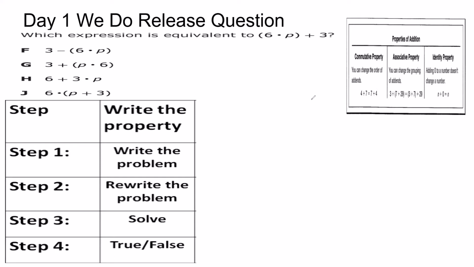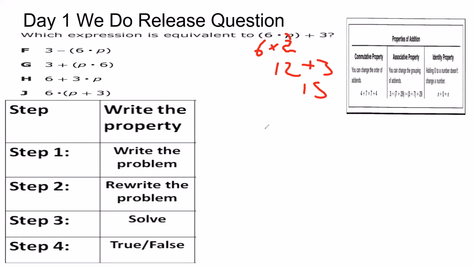So, to find out what property to use, I am going to replace p with 2. I can do better writing. Okay, so 6 times 2 is 12, plus 3 gives us 15. All right, so that's the first way.